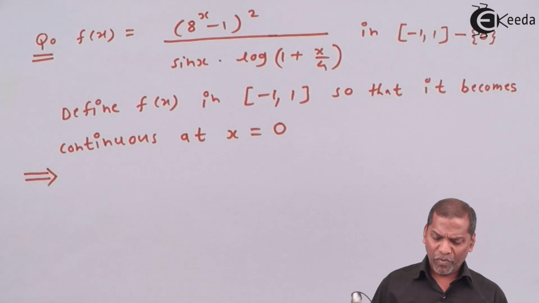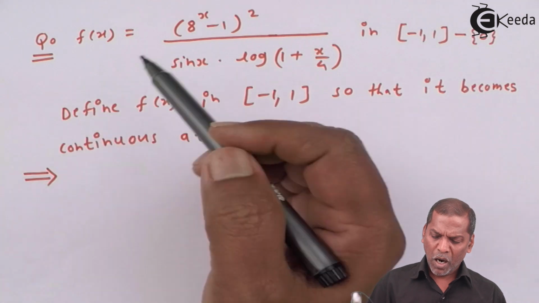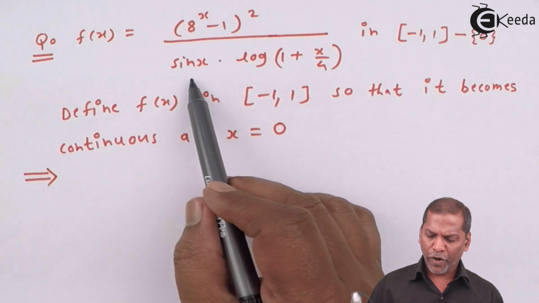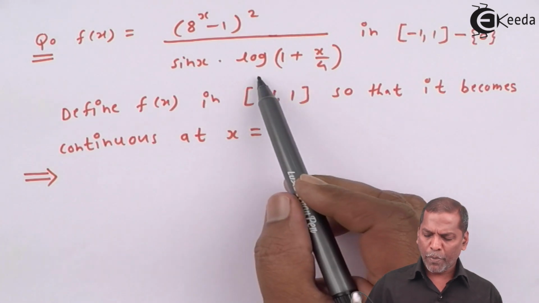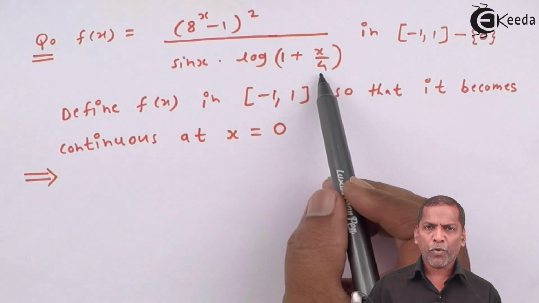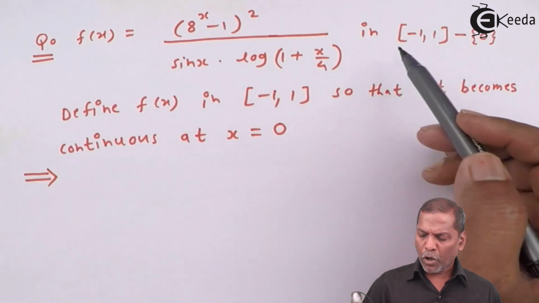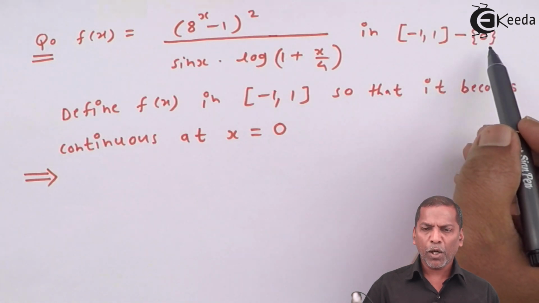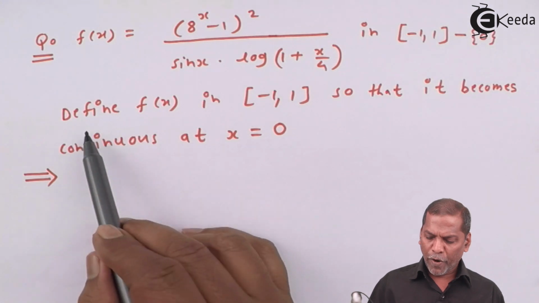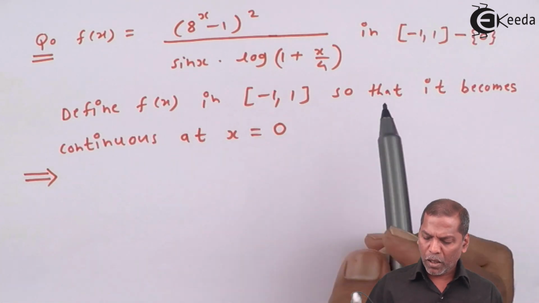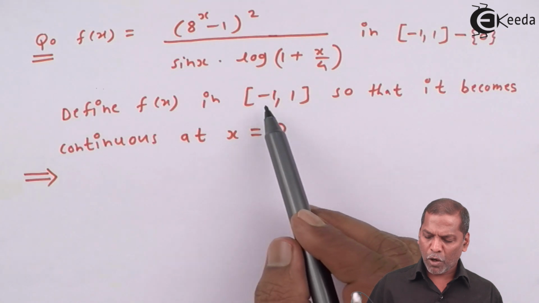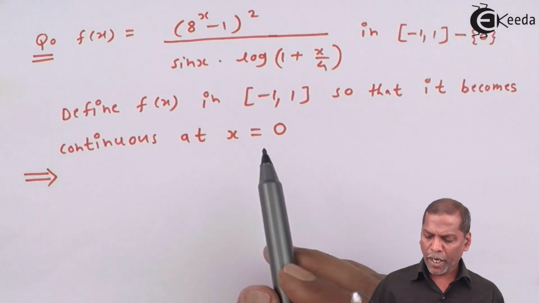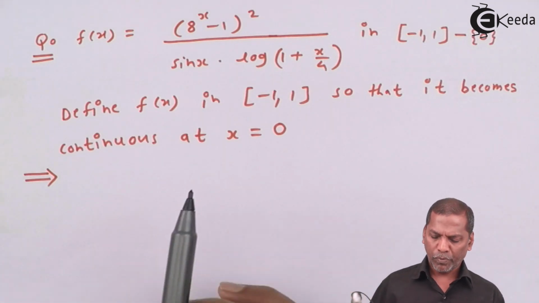The question is: f of x is equal to (8 raised to x minus 1) whole square upon sine of x into log of (1 plus x upon 4), in the closed interval minus 1 comma 1 minus {0}. Define f of x in the closed interval minus 1 comma 1 so that it becomes continuous at x equal to 0.